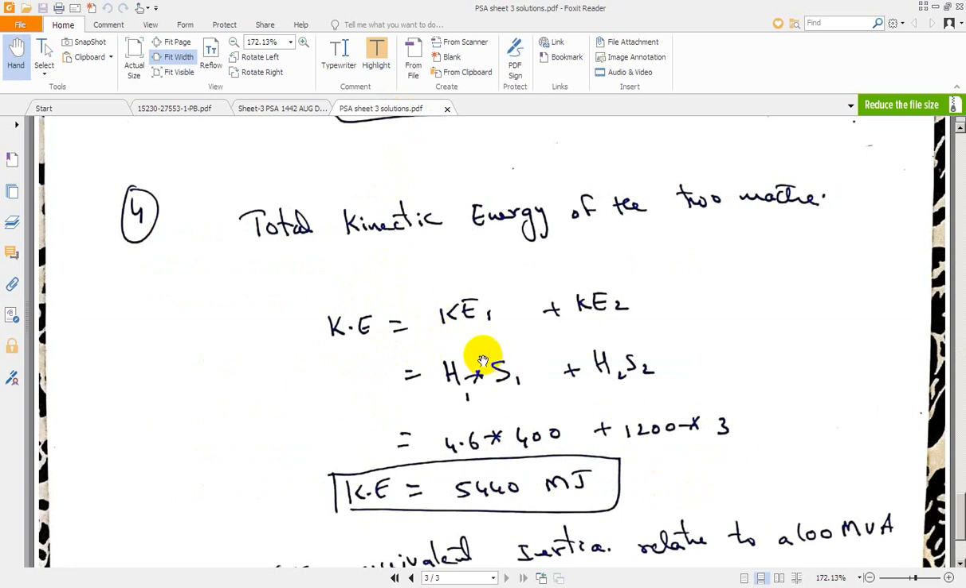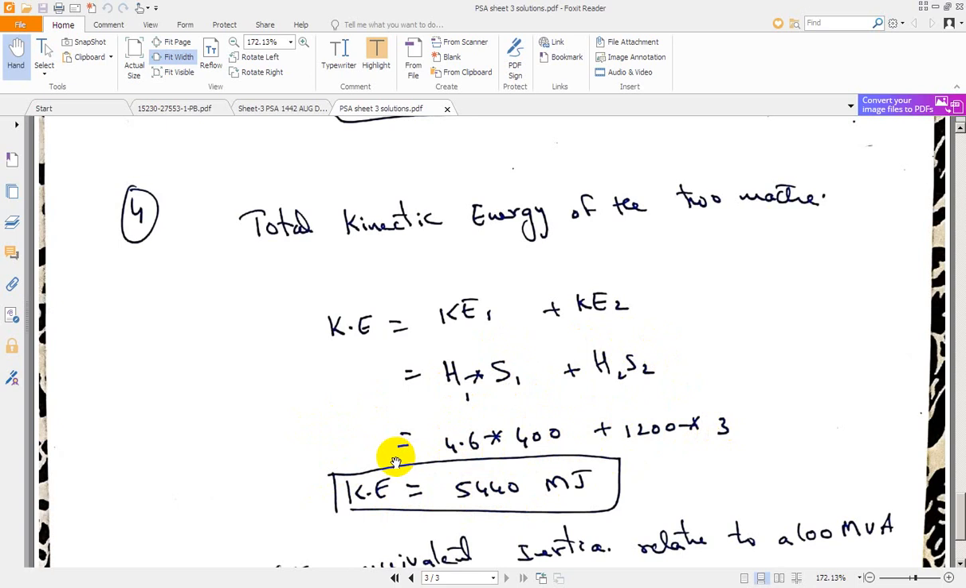In problem number 1, we are going to follow the same thing. Kinetic energy of machine 1 is H1 into S1. Kinetic energy of machine 2 is H2 into S2. Substitute the value of H1, substitute the value of S1. Similarly H2, S2. We will get it as 4.6 into 400 plus 1200 into 3. This is the total kinetic energy.